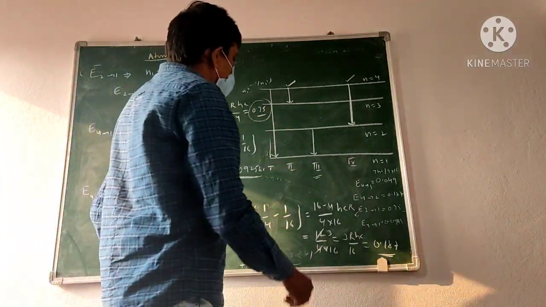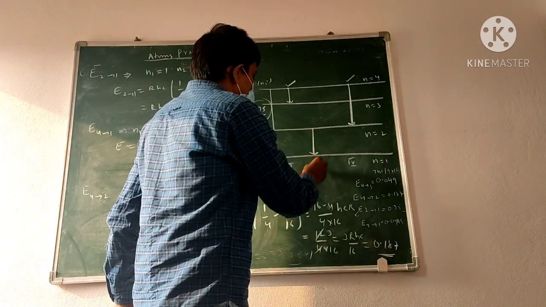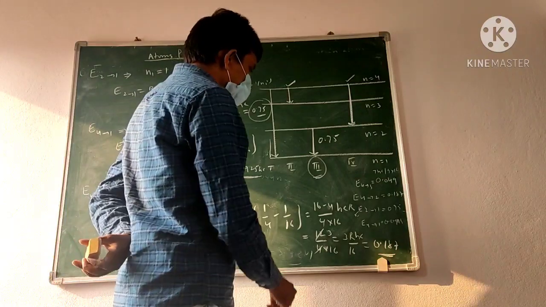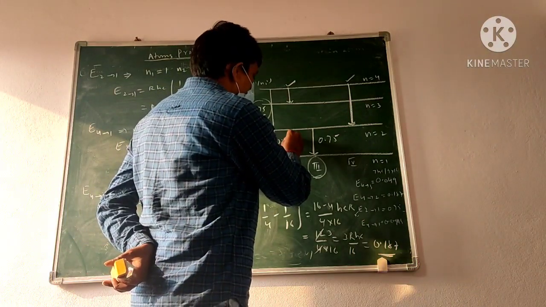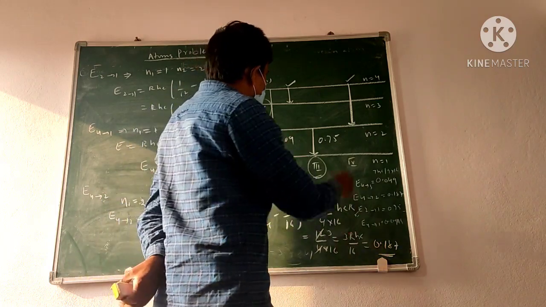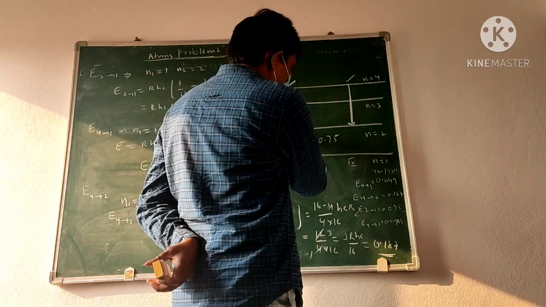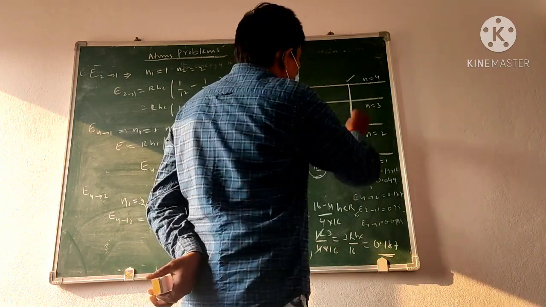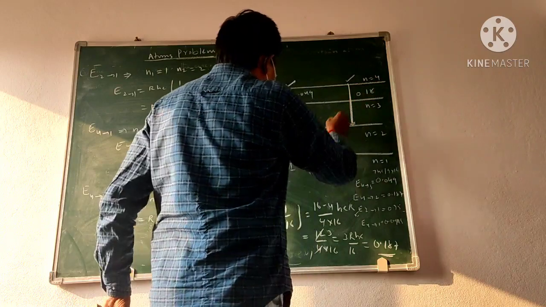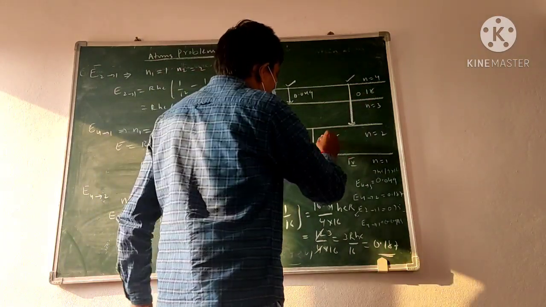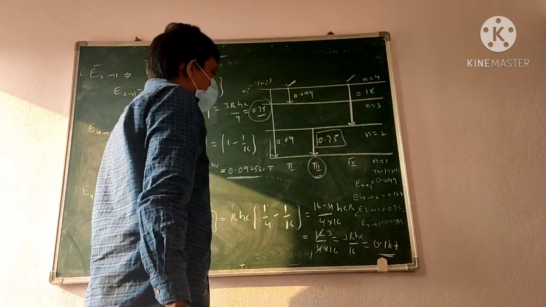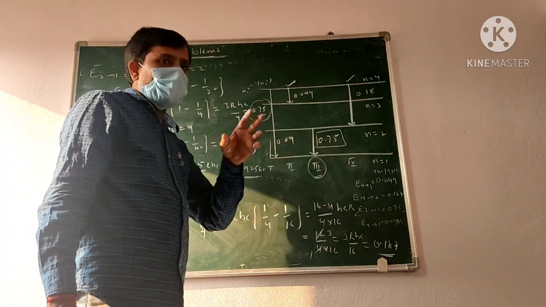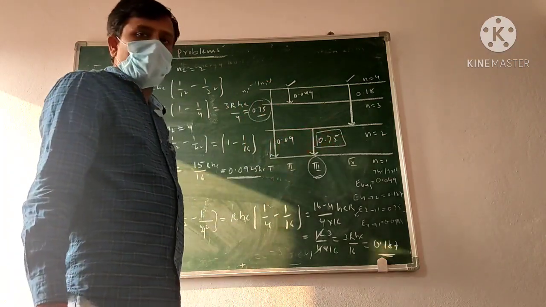So in all these cases, for the transition 2 to 1, the energy is maximum at 0.75. For 4 to 3 it is 0.049, and for 4 to 2 it is 0.187, and the remaining are smaller. So when the electron transitions from n equal to 2 to n equal to 1, the maximum photon energy is emitted, 0.75. Okay, thank you.